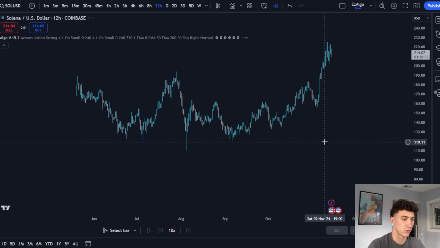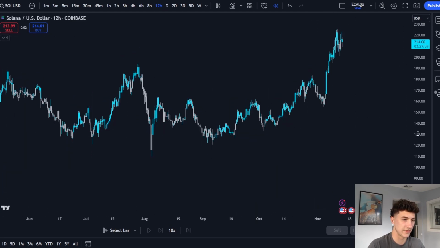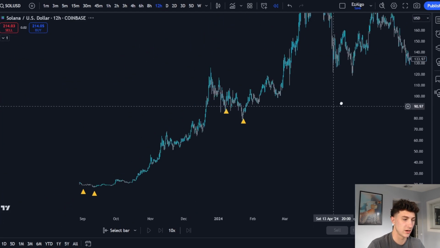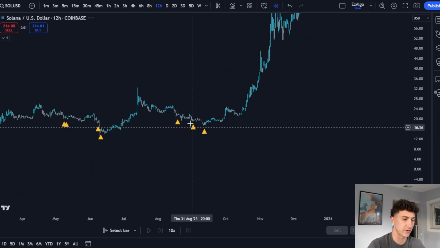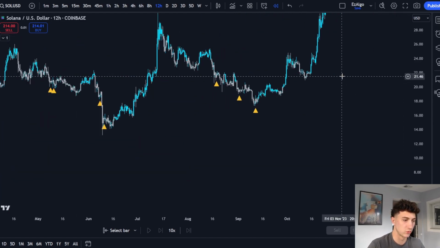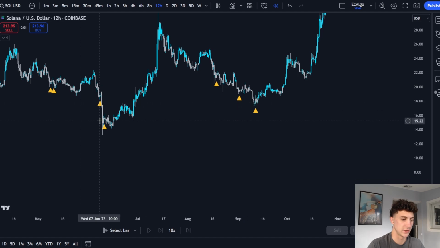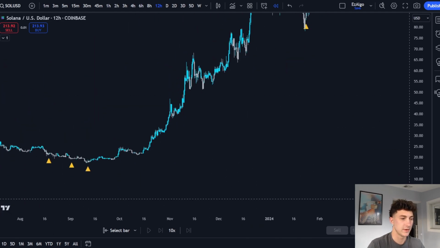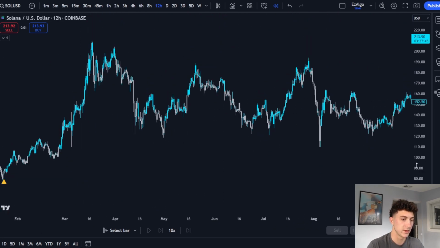Let's go down to a 12-hour time frame. See if there are any other signals here on Solana. I don't believe there are. Okay, yeah, a few more here on a 12-hour time frame. Literally calling the bottom, guys, giving you a really good average entry price, literally calling all the way back at $15. So yeah, the algo has been crushing on Solana.